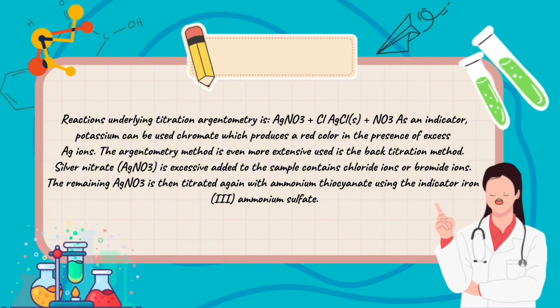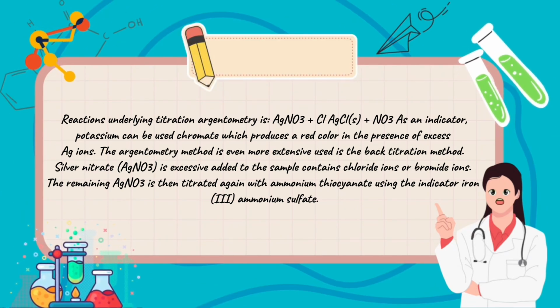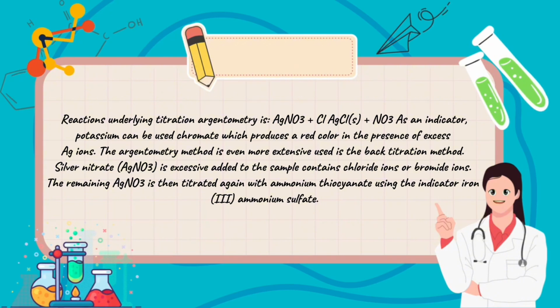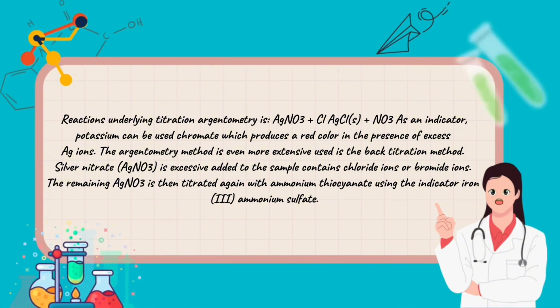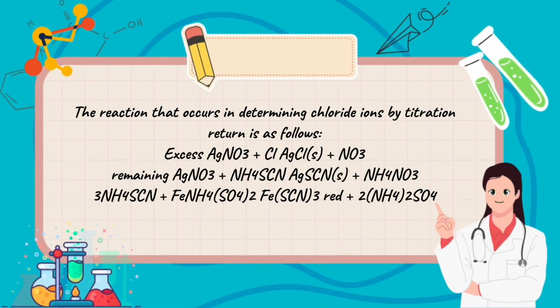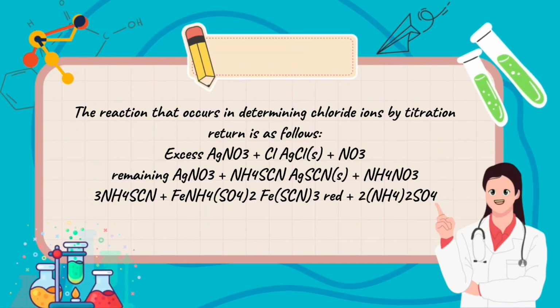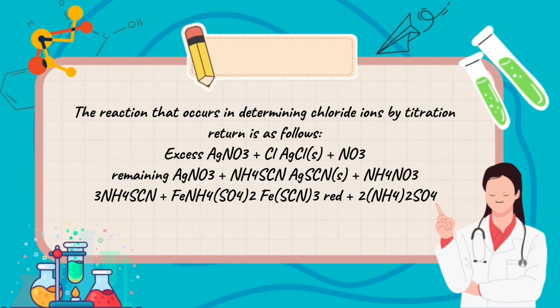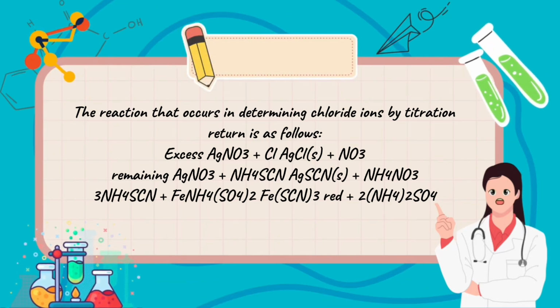Silver nitrate, AgNO3, is added in excess to the sample containing chloride ions or bromide ions. The remaining AgNO3 is then titrated again with ammonium thiocyanate using the indicator iron(III) ammonium sulfate. The reaction that occurs in determining chloride ions by back titration is as follows: excess AgNO3 plus Cl- gives AgCl plus NO3-. Remaining AgNO3 plus NH4SCN gives AgSCN plus NH4NO3.